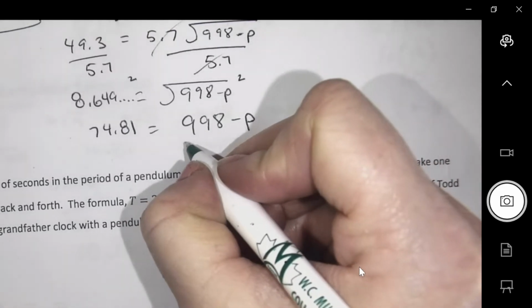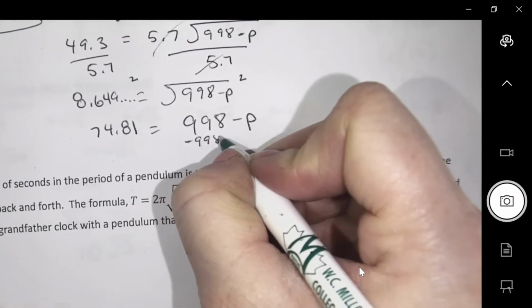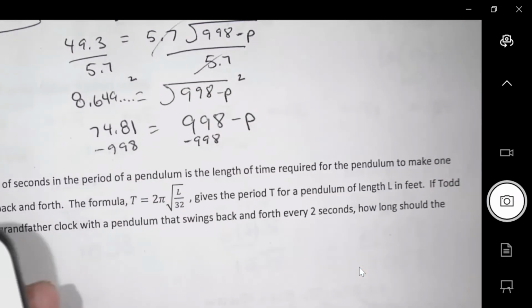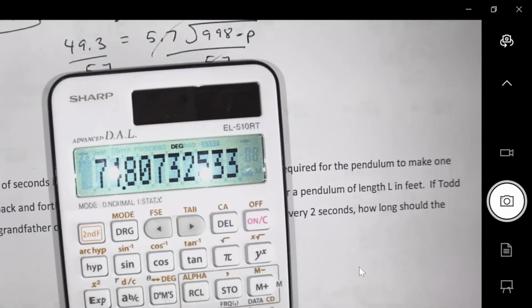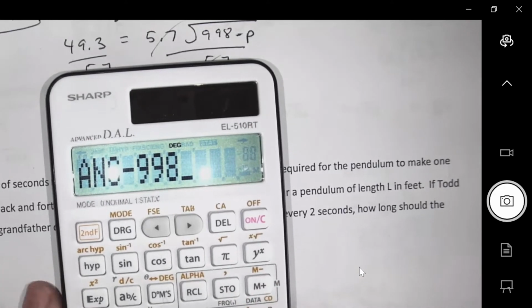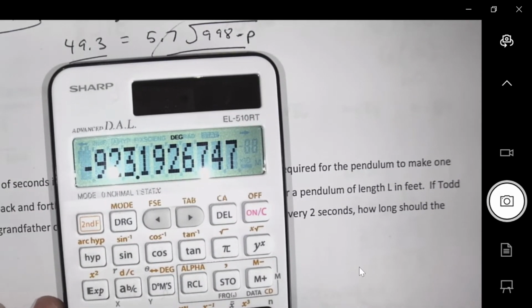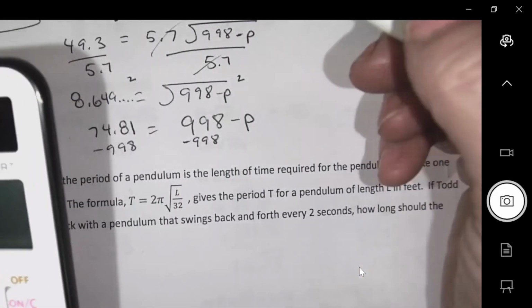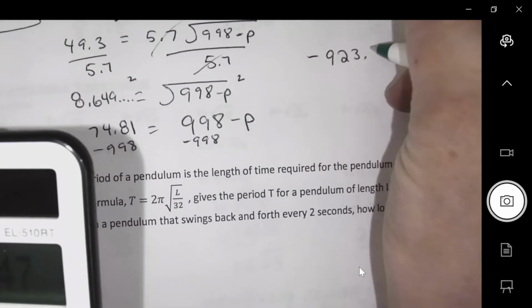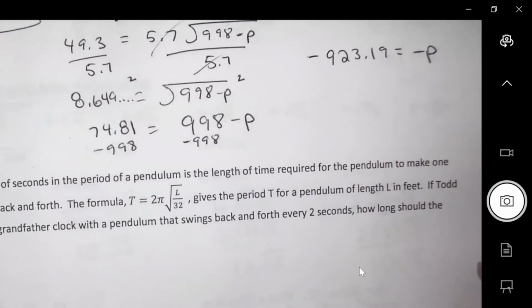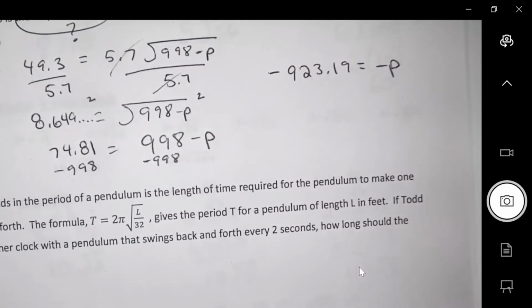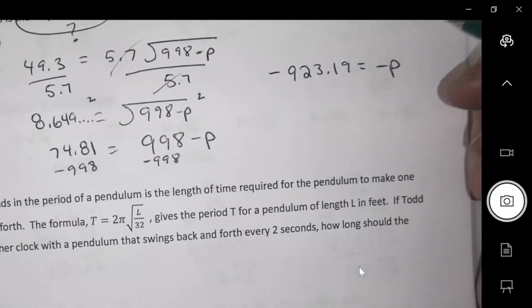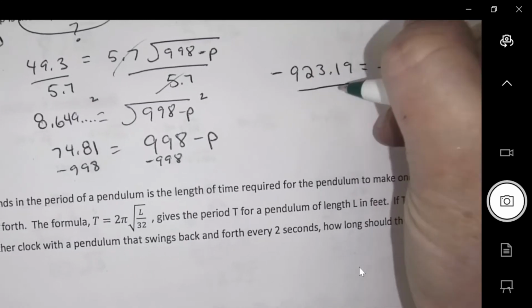Okay, I'm going to minus the 998. And look, it's still on my calculator. So minus 998. So negative. And the one last thing is, how do I get P alone? Divide by a negative 1.